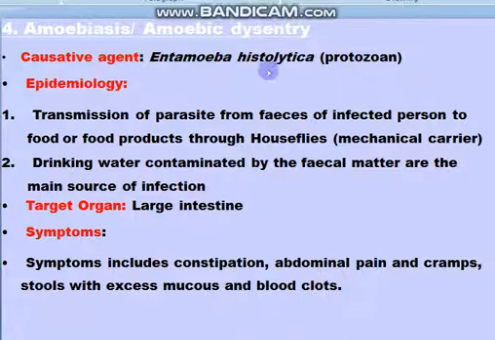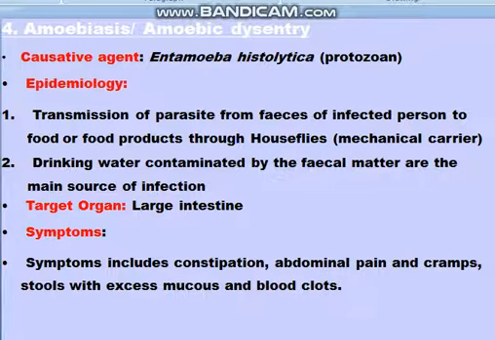and it is Entamoeba histolytica. And how does this Entamoeba histolytica enter the body of human beings to cause amoebiasis or amoebic dysentery? It is through the transmission of parasite from feces of infected person to food or food products through house flies, and then drinking water contaminated by the fecal matter are the main sources of infection.